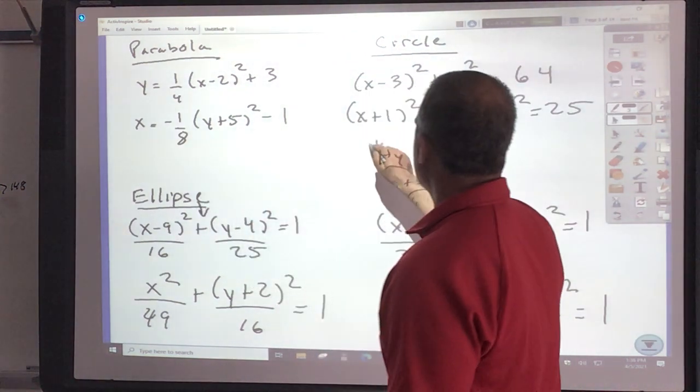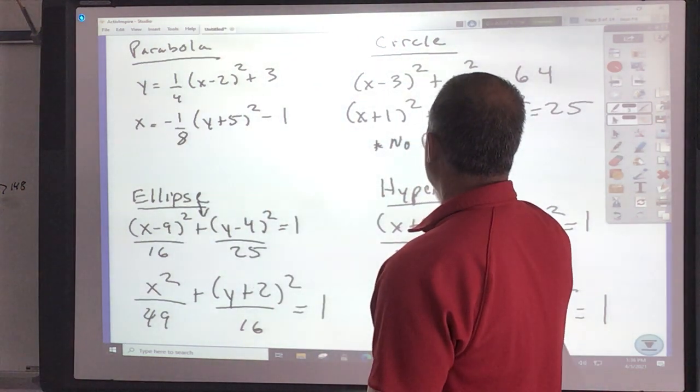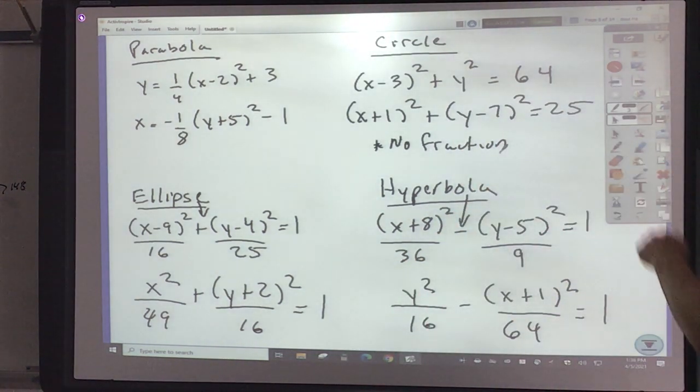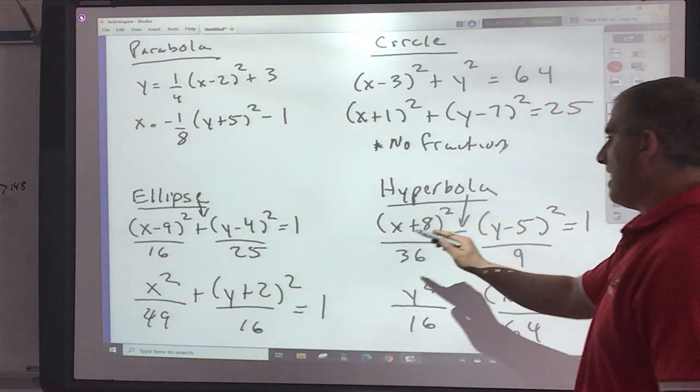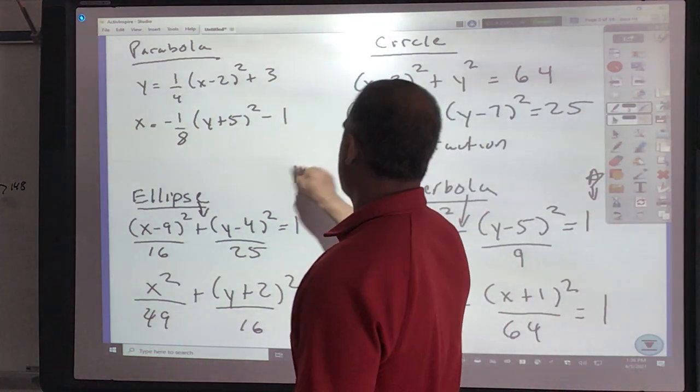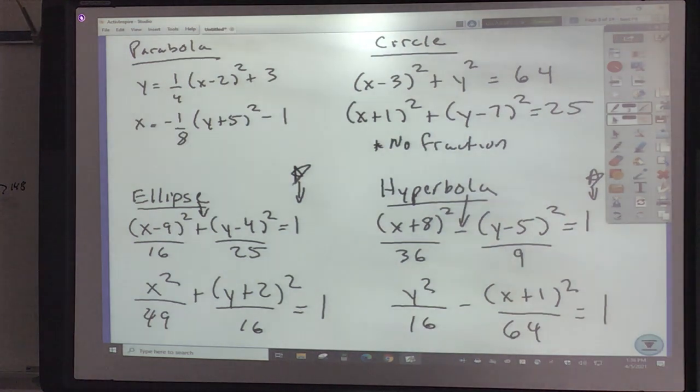The big thing with a circle is no fraction. Notice how the bottom part here has a fraction. A circle does not have a fraction. The minus and the plus, and also the equals 1 for the ellipse and hyperbola, will be important. We'll get into the parabola in a little bit.